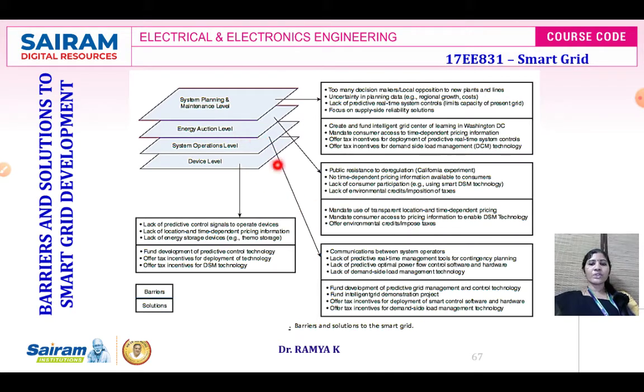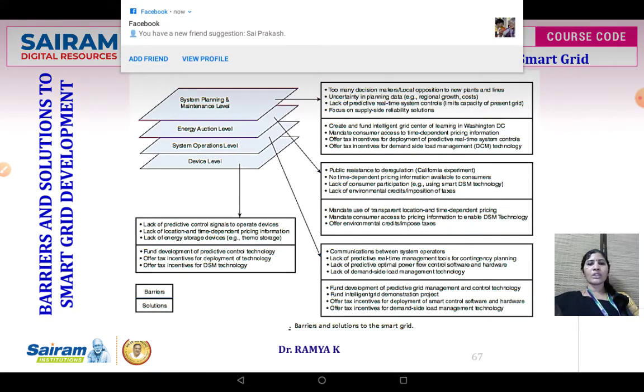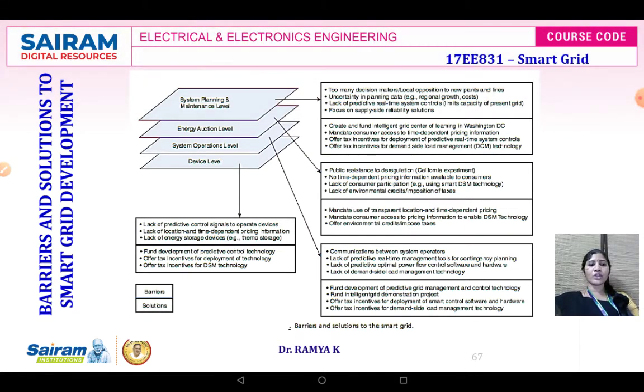Next is going to be your system operation level. In the system operation level, a communication needs to be done. So communication in the sense of how the power is going to get transmitted from your generating side to your end user side. What is the amount of power it is transmitting? What is the level of transmission? Whether it is going to transmit at a high end level or low end level. So all these terms have to be taken into account, and the lack of predictive real-time management tool for contingency planning should be taken into account.